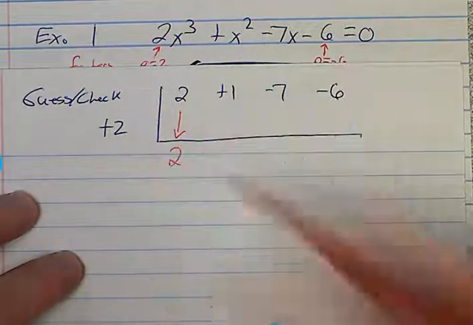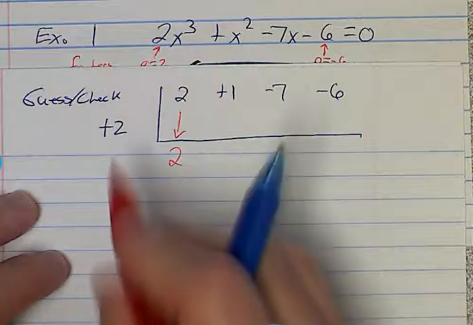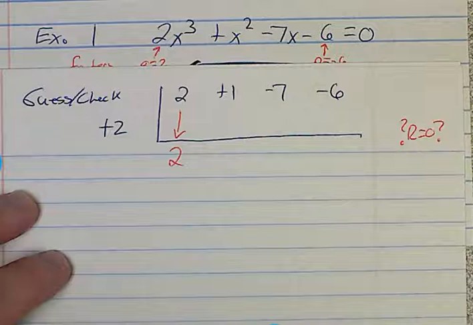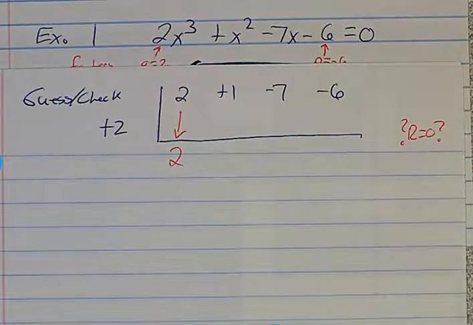Pull the 2 down. And again, the whole guess and check is, does the remainder equal 0? That is the one thing we're looking for. If the remainder equals 0, that's what we want. If the remainder doesn't equal 0, we toss it out and try again.